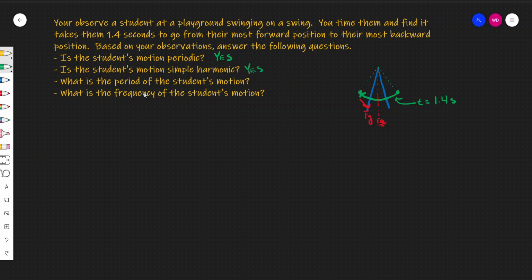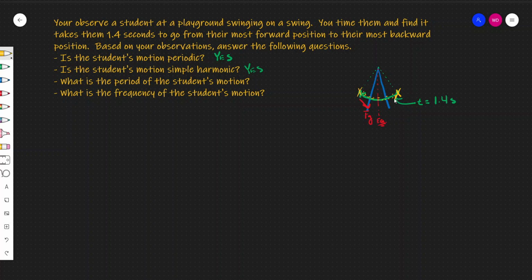Okay, so now they want to know the period of the student's motion. Period is the time it takes to go through one full cycle. If we don't think about this carefully, we might accidentally put 1.4 seconds. But one full cycle would be, let's say the student starts here. In order for them to go through one full cycle, they have to go all the way here and then all the way back. That would be one full cycle. Just to the back, that's half a cycle. One full cycle is all the way back and all the way forward, assuming we're starting here. Or if we started at the back, it would be all the way forward and all the way back.